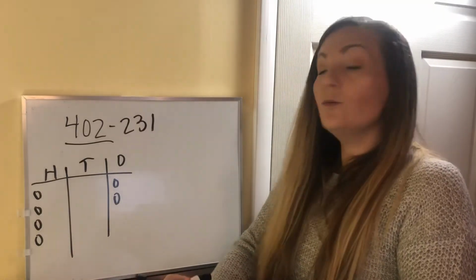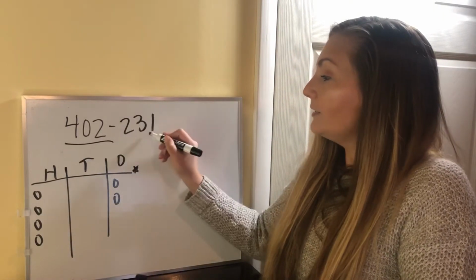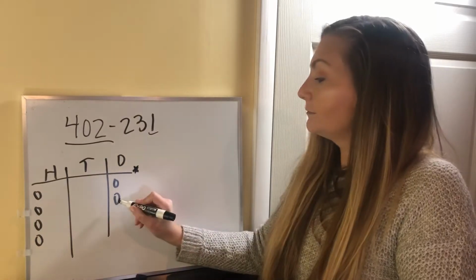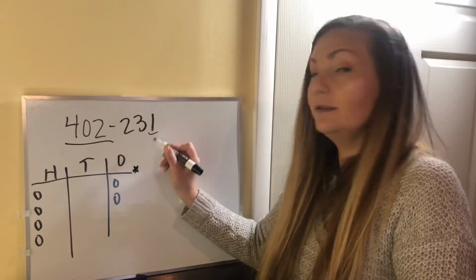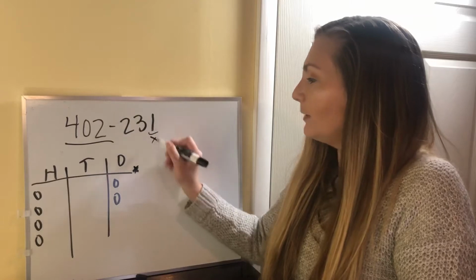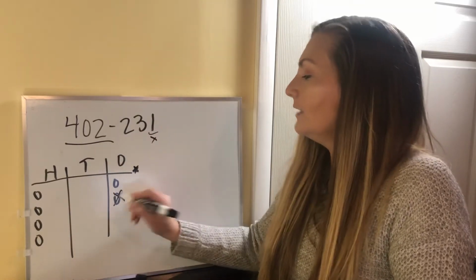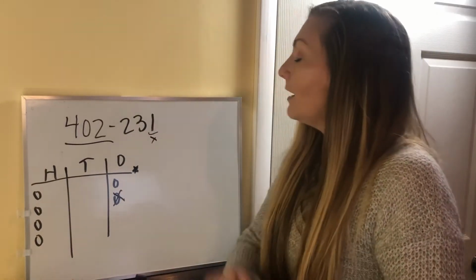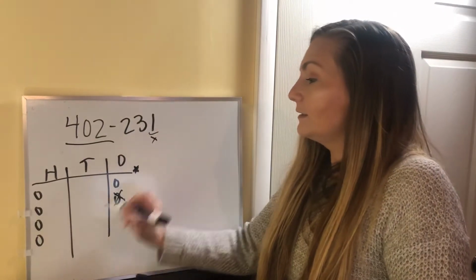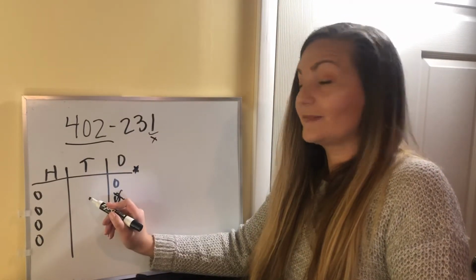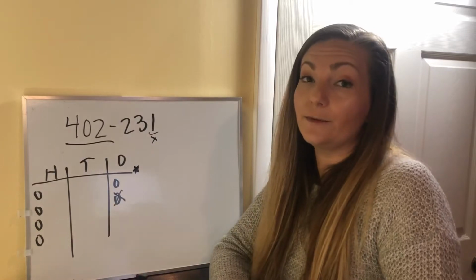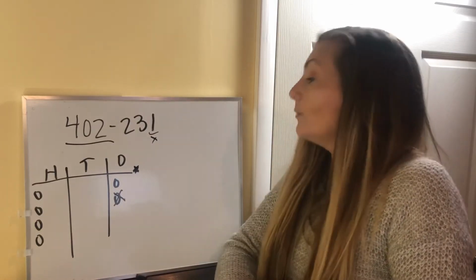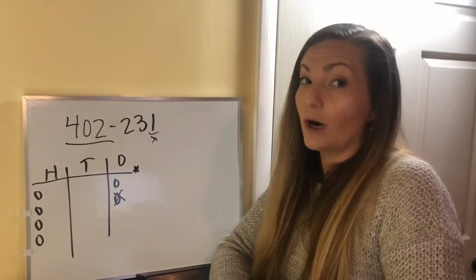So first we'll start in the ones like we always do and start taking away. Can we take away 1? We have 2. Can we take away 1? We sure can. So I'll do it and I'll mark that off just so I remember I did that. Now it's time to take away 3 tens. Can we do that? We cannot. So what do we need to do? We need to unbundle or borrow from our neighbor.